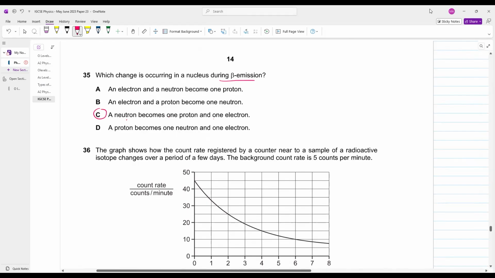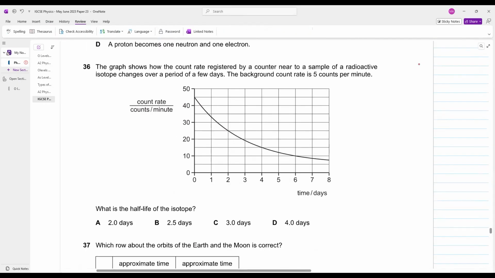Moving ahead, children. The graph shows how the count rate registered by a counter near to a sample of a radioactive isotope changes over a period of few days. The background count rate is 5 counts per minute. What is the half life of the isotope? Beta, currently what is your count rate? 45. 45 minus 5, this becomes 40. This is your corrected count rate. After one half life the count rate becomes 20. You add back the background radiation, that is 5. This comes out to be 25.